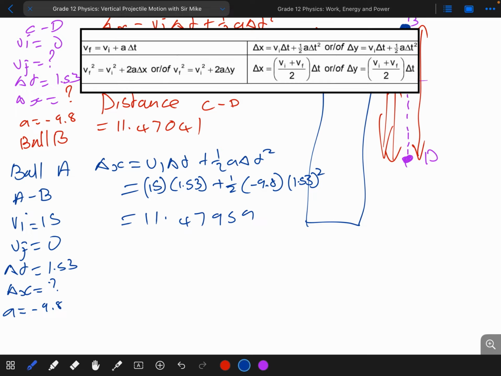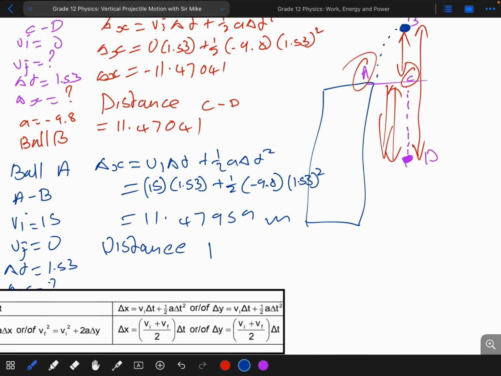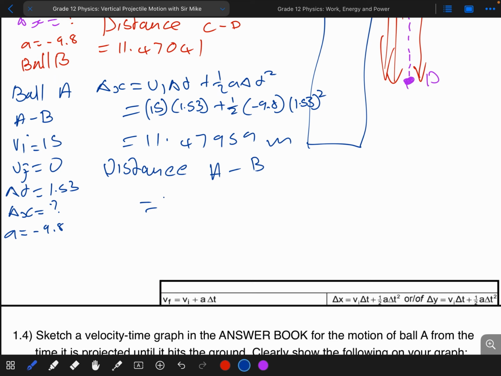Why? Because in this case, this is not actually the final answer. This will simply be the distance, in meters. This will simply be the distance between point A and P. So you know that the distance there is equal to 11.47959.